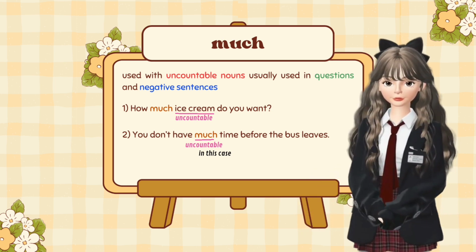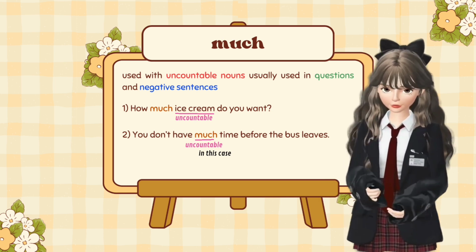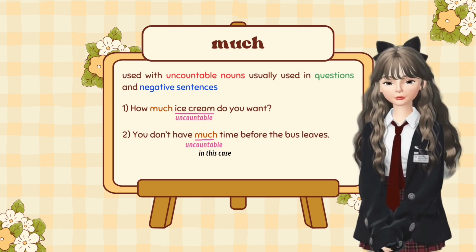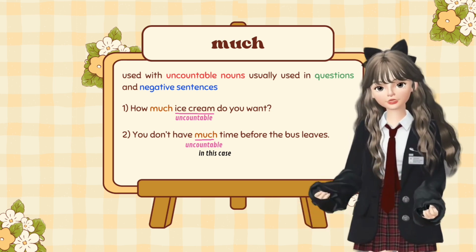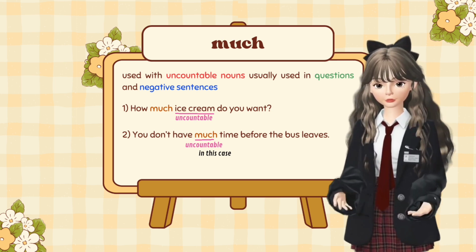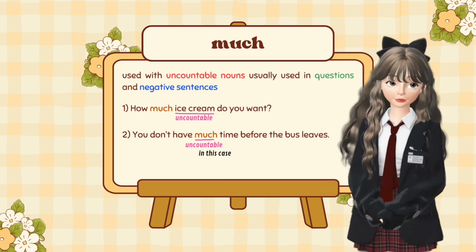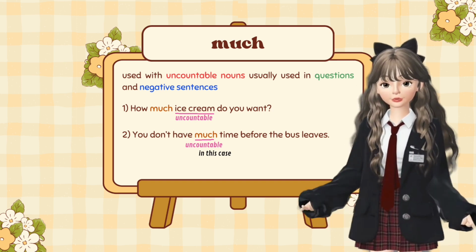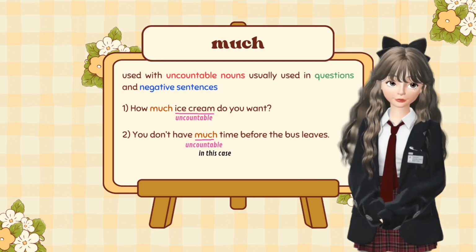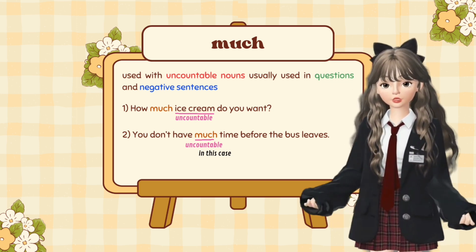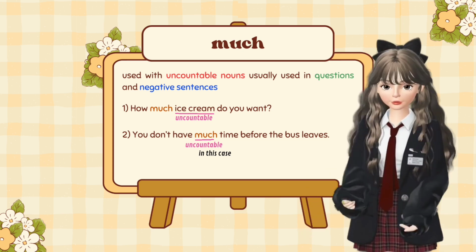And in the second example, children don't have much time before the bus leaves. Here, this is a negative sentence. We are talking about children not having enough time. And time, in this particular use, is uncountable, so we use much. Alright? Time is measured by minutes and seconds and hours. Those things you can count, but time, the way it's used here, you can't count it, so we use much, alright?